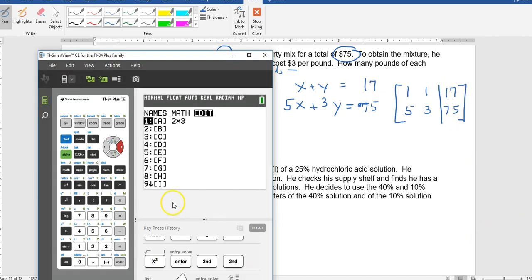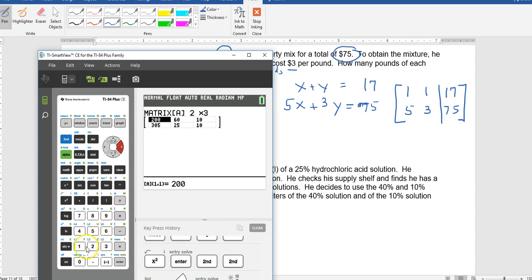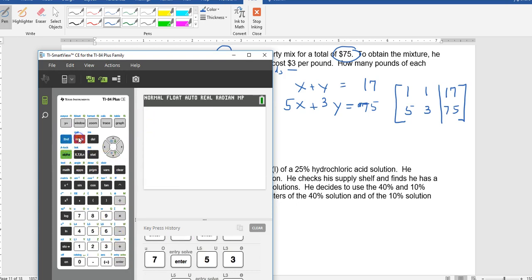So if we do this, and hit enter, we have our matrix, and we can see we have 2 rows and 3 columns. So then I have 1, enter, 1, enter, 17, enter, 5, enter, 3, enter, and then 75, enter. So then we have the matrix in. Remember, we always do second quit to get out of it.